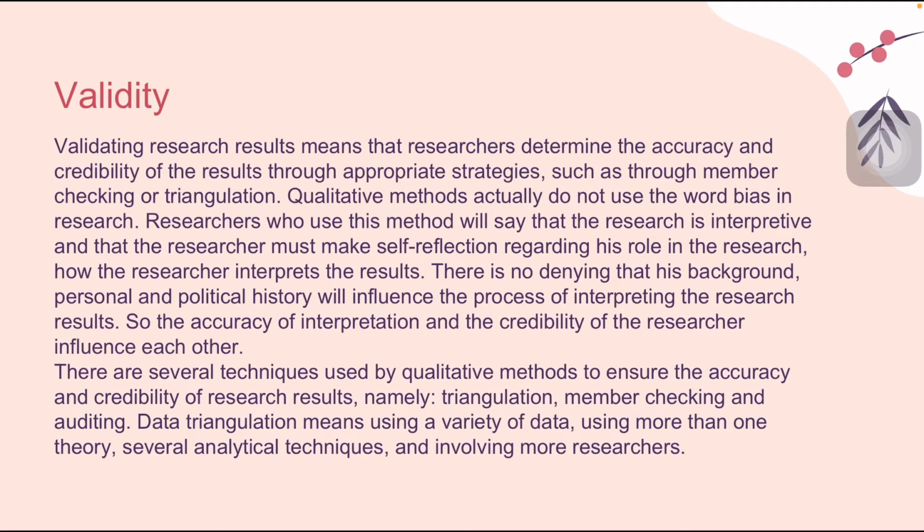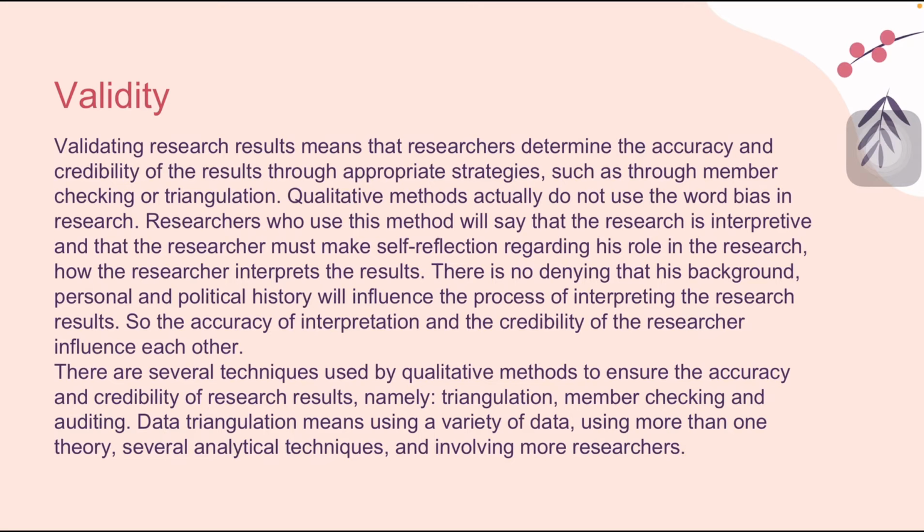Validating research results means that researchers determine the accuracy and credibility of the results through appropriate strategies such as member checking or triangulation. Qualitative methods actually do not use the word bias in research. Researchers who use this method will say that the research is interpretive and that the researcher must make self-reflection regarding his role in the research, how the researcher interprets the result.